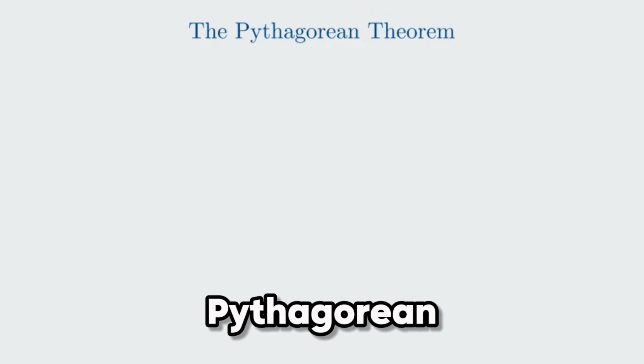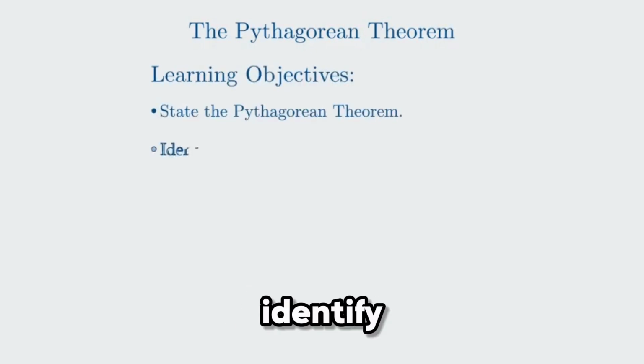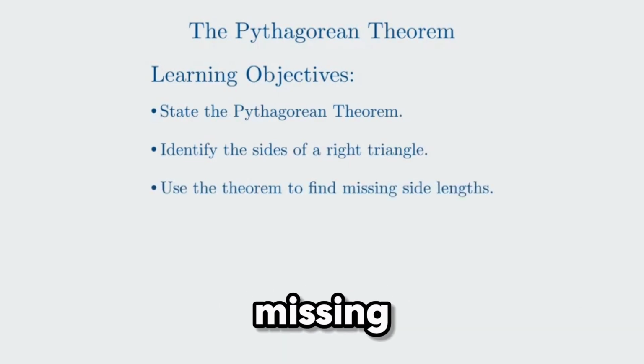Hello, today we're going to explore one of the most famous and useful ideas in all of geometry, the Pythagorean Theorem. By the end of this video, you will be able to state the theorem, identify its components in a right-angled triangle, and apply it to solve for a missing side length.